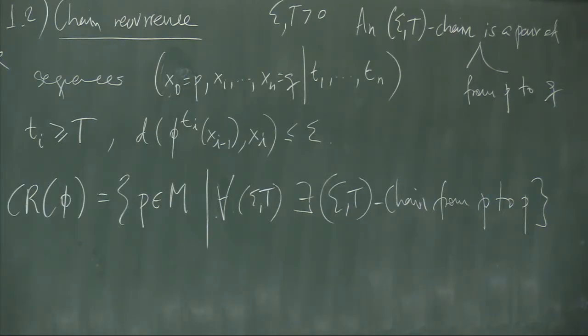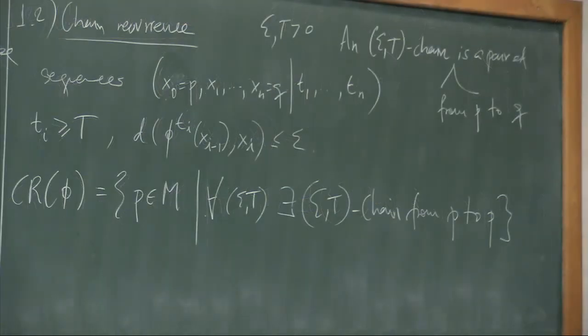So, the picture to keep in mind of the Morse index is this one. The picture to keep in mind of the chain recurrent set for an anti-gradient flow is a set of critical points. Yes? No. I mean, if you want to prove a theorem, sometimes it's more comfortable to work with. Sure.